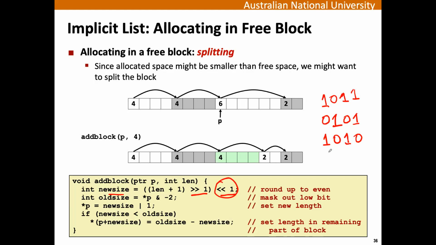This is some kind of overflow. Well, this is even, but it's less than 11. So maybe we need more bits, but you get the idea. What we are doing here is we are turning this size into an even number.